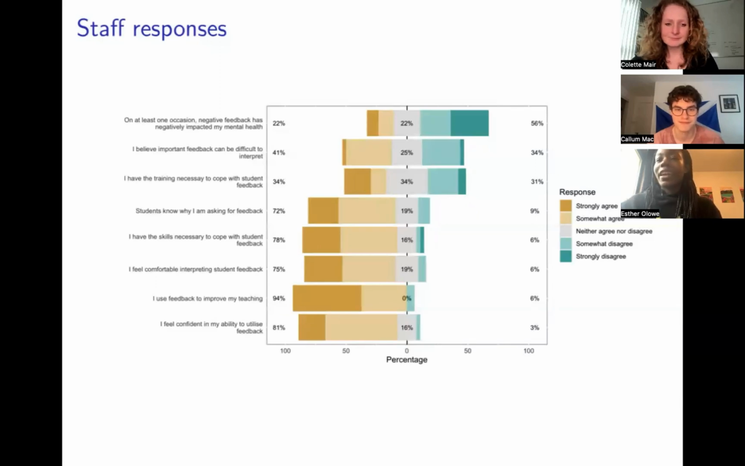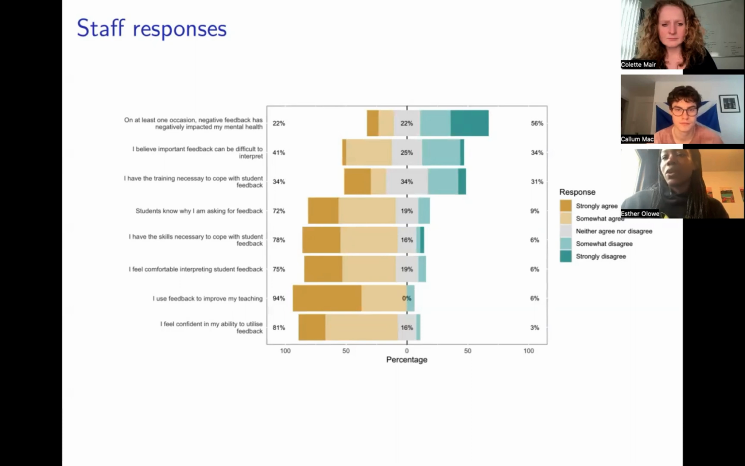So now looking at the staff responses from the survey, we can see that some of the feedback that staff are getting is having a little bit of an impact on the way that staff feel. 41% of lecturers are saying that some of this feedback can be difficult to interpret.